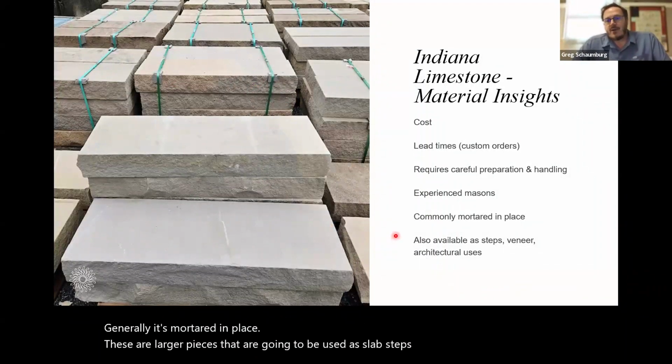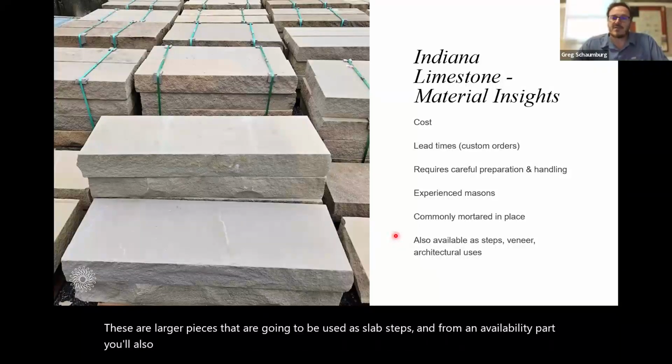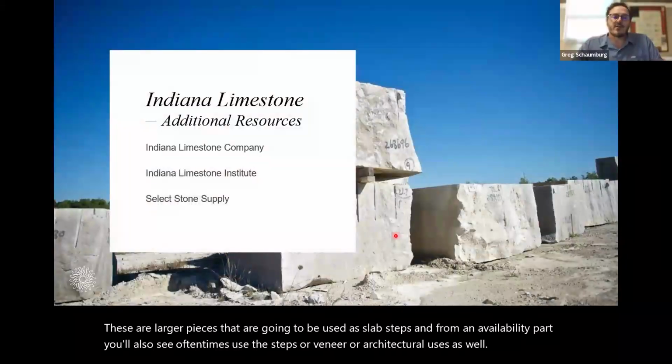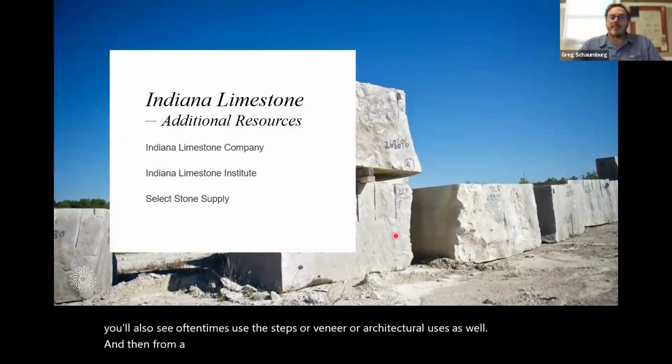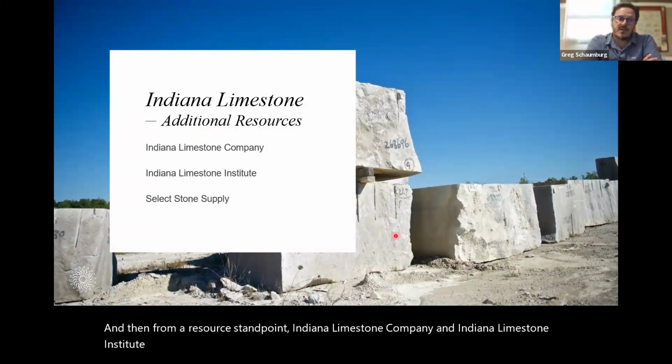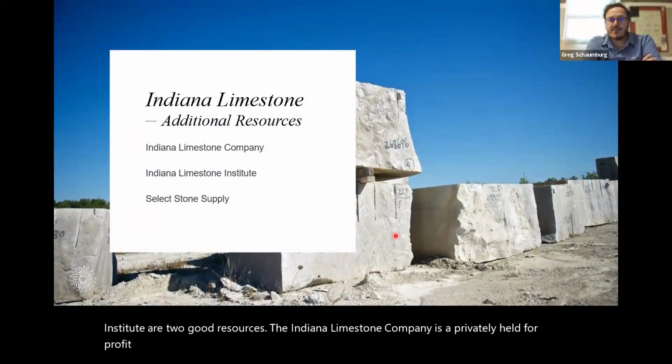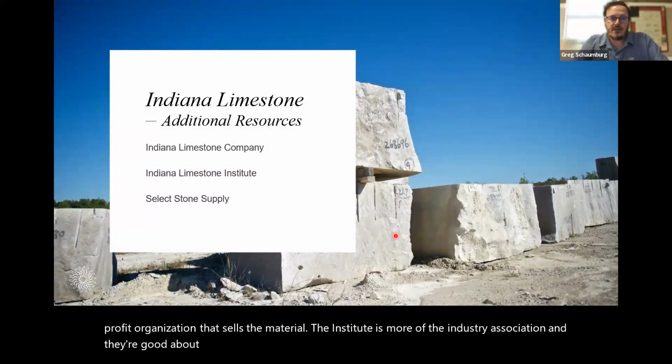And from an availability part, you'll also see it oftentimes used as steps or veneer or architectural uses as well. And then from a resource standpoint, Indiana Limestone Company and Indiana Limestone Institute are two good resources. The Indiana Limestone Company is a privately held for-profit organization that sells the material. The Institute is more of the industry association, and they're good about promoting it and making sure that everybody knows what a wonderful material it is.